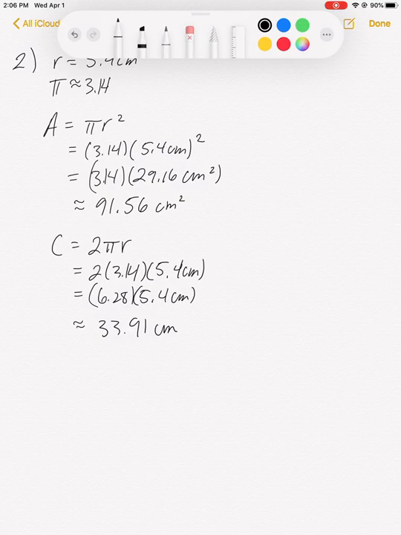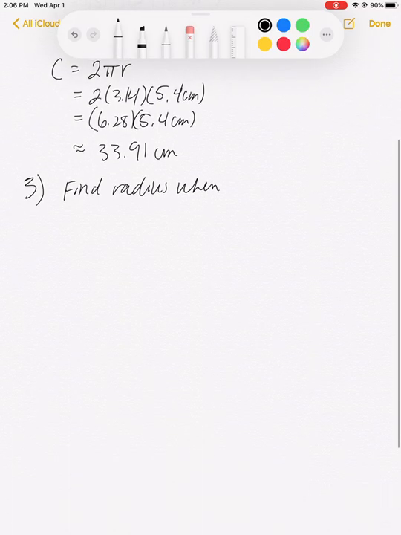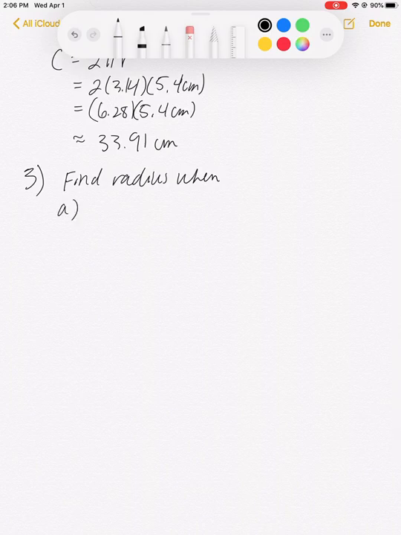The next one is finding the radius of a circle when given the circumference and the area. That's number 3. In part A, the circumference is equal to 176 units. We can just use U for units. So we know that the circumference is 176 units.